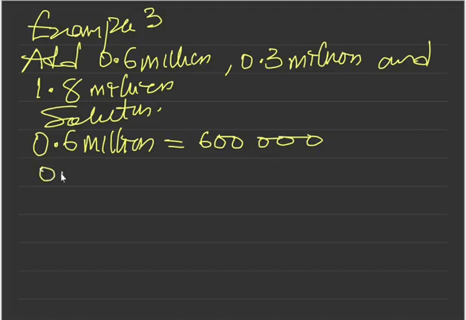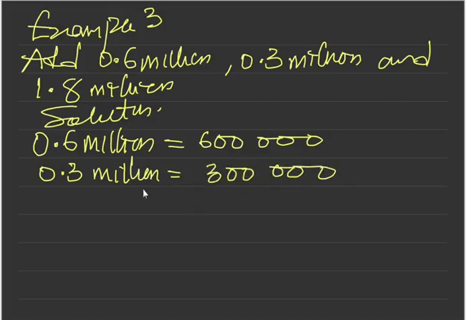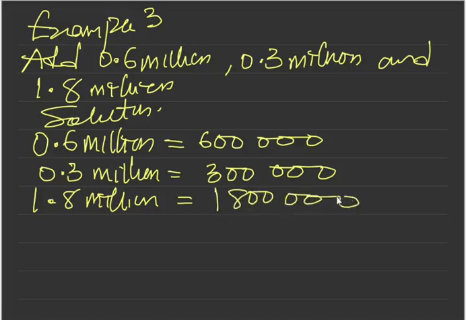For example, we have 0.3 million. When you decide not to call it 300,000, you say 0.3 million. This is 300,000. We also have 1.8 million. The 1.8 million means 1,800,000.